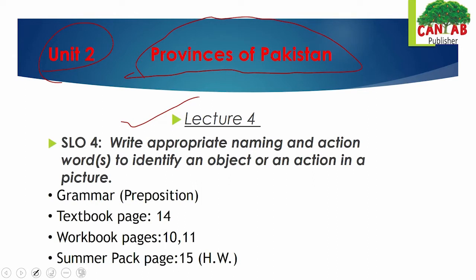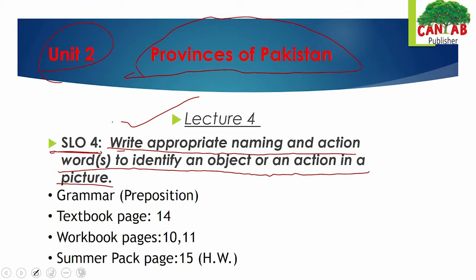I hope whatever we have done so far in lecture 1, 2 and 3 was clear for you and you did learn a lot. Let's hope that we can put all of it together. Lecture number 4. Let's read out the SLO. Write appropriate naming and action words to identify an object or an action in a picture. That means the skill we're going to use today is writing.